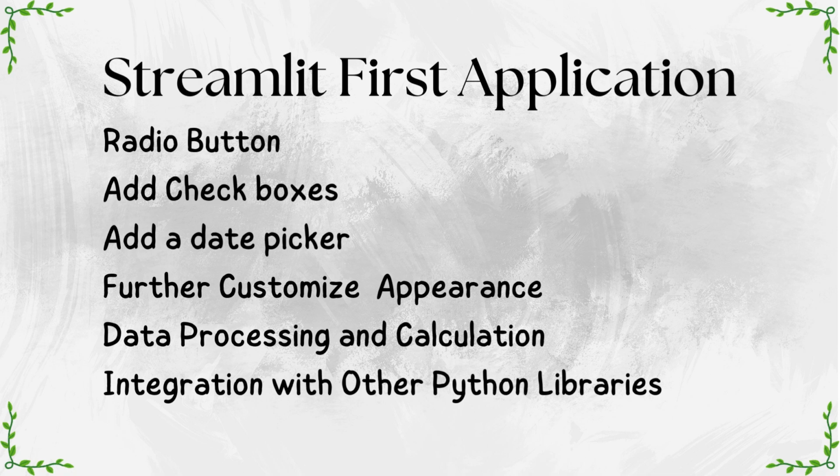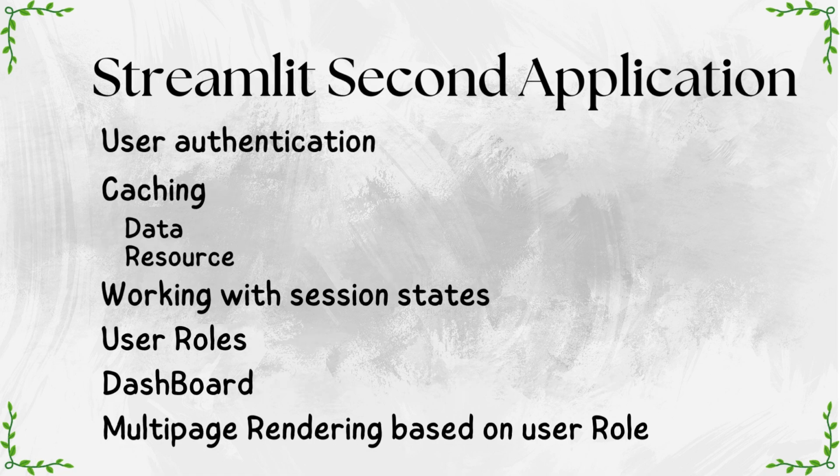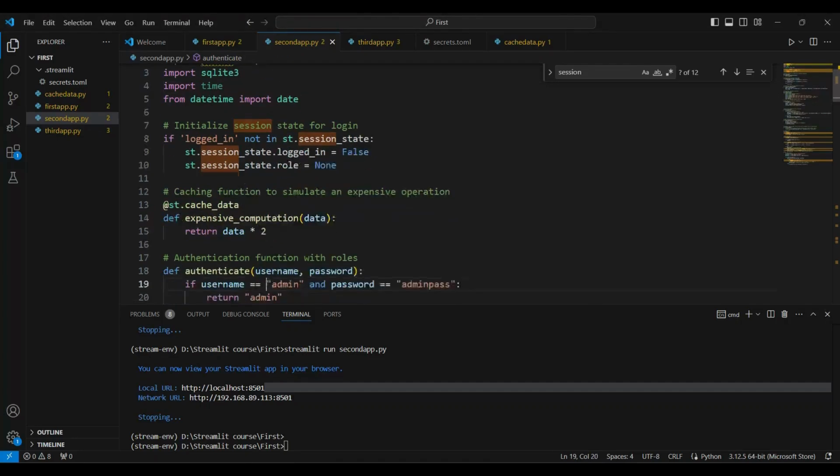We explored all these options in our code, completed the setup of the first app, and saw how each feature works with simple code. In the second application, we will demonstrate user authentication, cache, session states, user roles, and multi-page functionality with a fully functional dashboard. I will explain the code and its working, then explore the cache functionality, authentication session states for login and logout, and the roles for admin and user web pages within the code. This is the code I have.